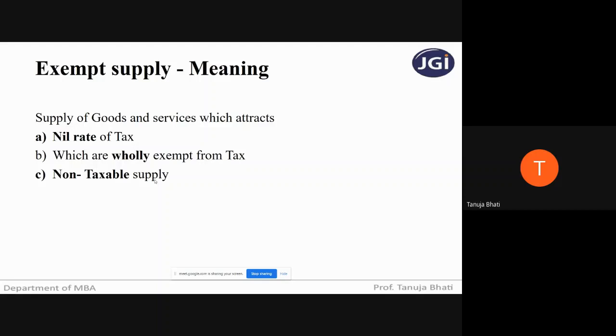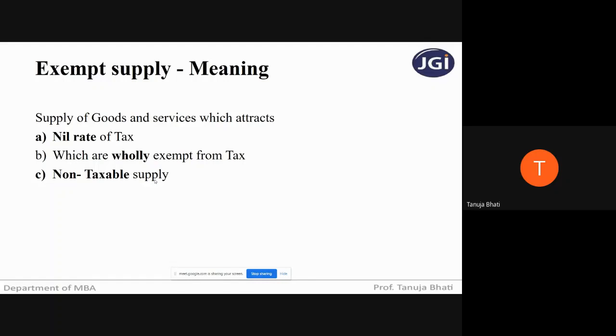And 5 petroleum products, though it is non-taxable as on today, tomorrow at some particular date, if the government notifies that 5 petroleum products to be taxable, that will happen in the future. But as on present, they are non-taxable supply. That means no GST is levied on alcohol for human consumption and the 5 petroleum products like crude oil, diesel, petrol, aviation turbine fuel, and natural gas.